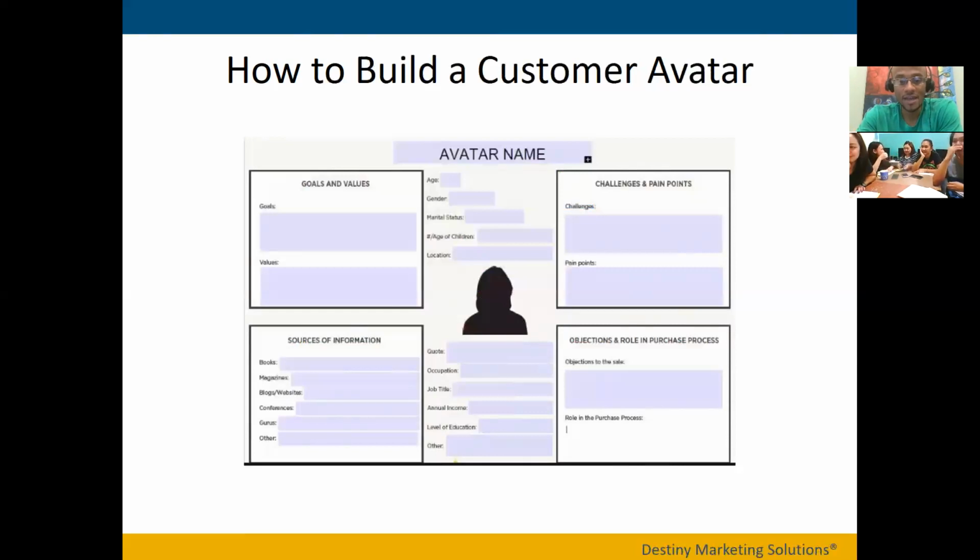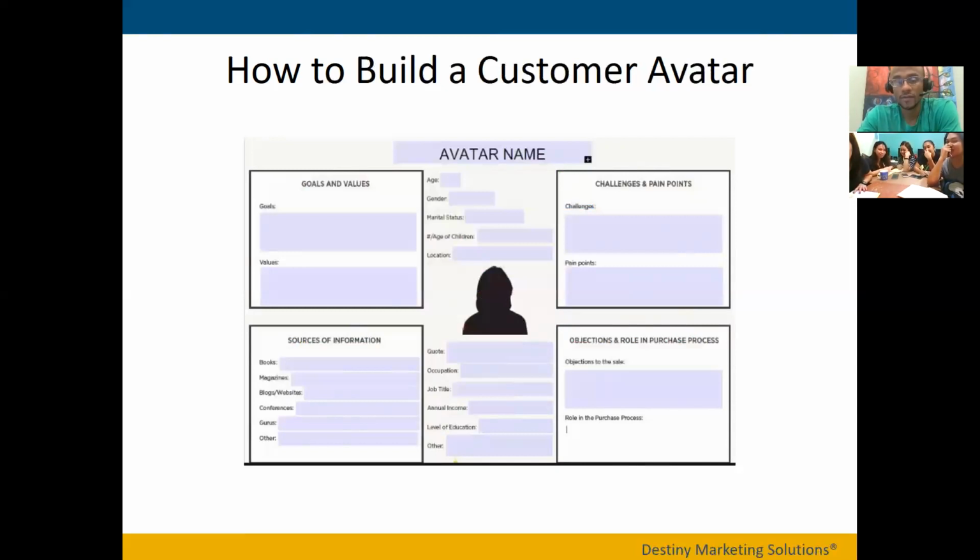You'll give that person an age. So let's say Jarek is 22. He wants to, how old are you, Jarek, by the way? I'm 28. 28. So let's say Jarek is 28. He's a male. Marital status, let's just say for this example, he's single. And then number of children might not really matter in this case.